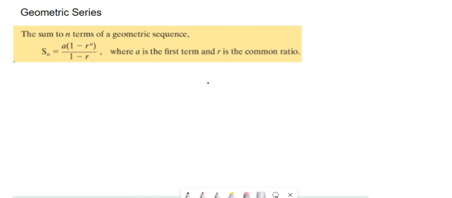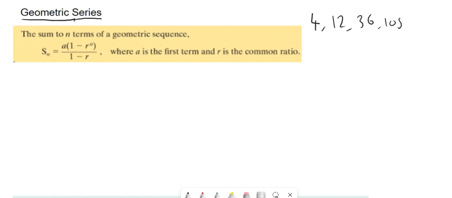Hiya folks, this is about geometric series. If you're not sure what a geometric sequence is, have a look back at that first. A sequence is where you're multiplying by the same number each time. So a geometric sequence would be 4, 12, 36, 108.